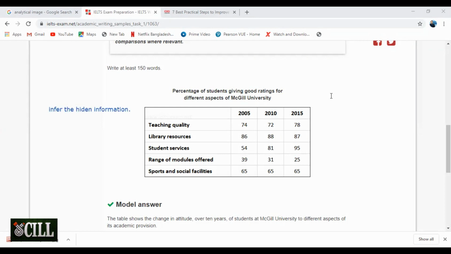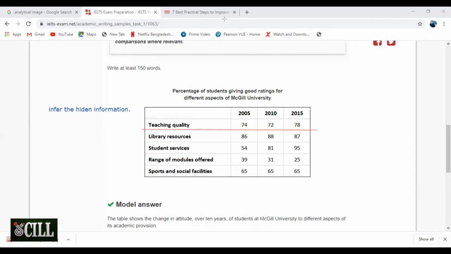Now I want some of you to tell me what you see there. If we look at the data in a general sense, I can simply say teaching quality according to 2005 feedback is 74, which is 72 in 2010 and 78 in 2015. But if you write this way, you are going to get marks, but it is not going to be an excellent one, because the approach, as I said, is to find the hidden information. What does this row tell you? Can somebody tell me what you understand from the data provided from 2005 to 2015?